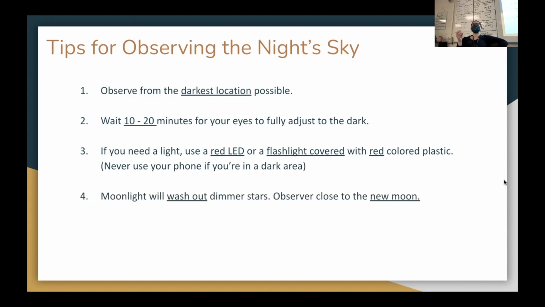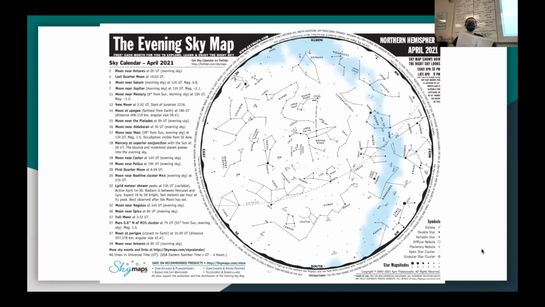Lastly, you want to take into account what moon phase you're in. The moon is an absolutely beautiful and fantastic thing to observe, especially if you have a pair of binoculars or telescope to check it out with. However, bright moonlight will wash out dimmer stars. So if you want to observe the stars or other objects, you should do it as close to the new moon as possible.